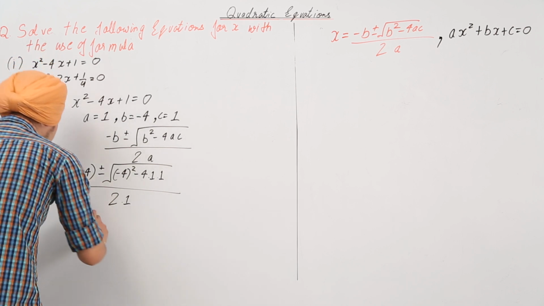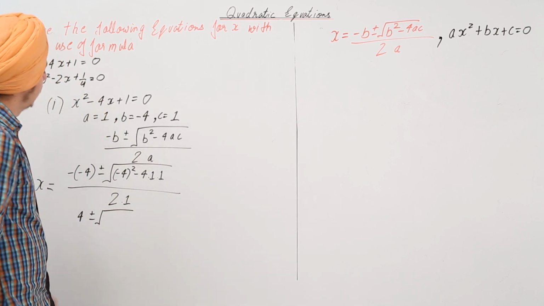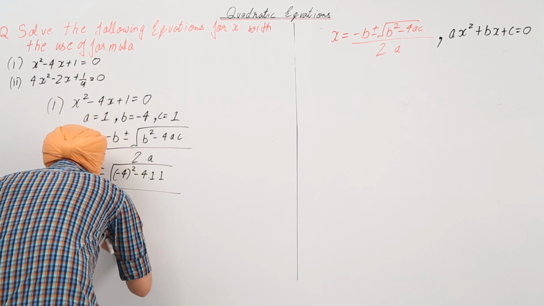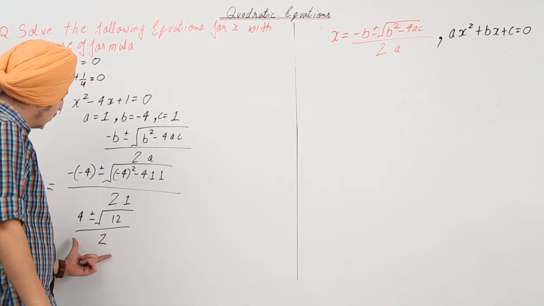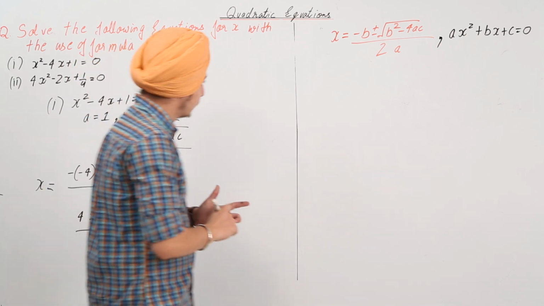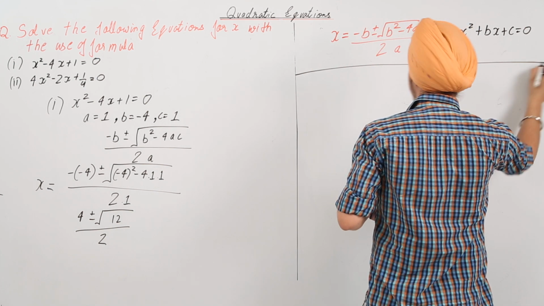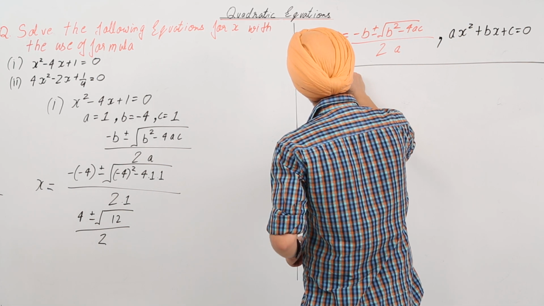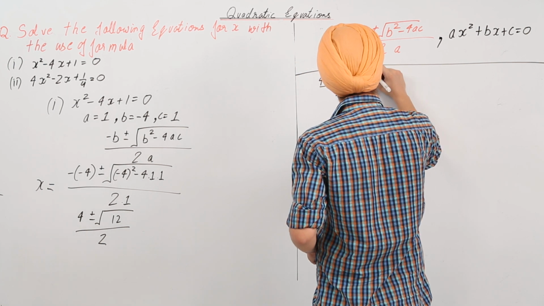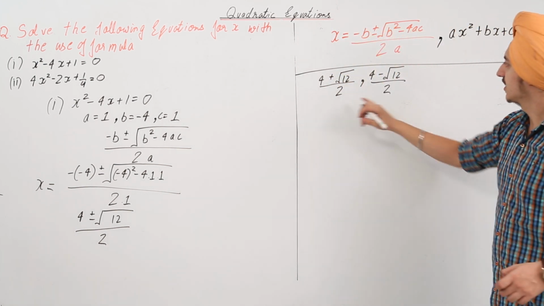We have this minus 4 into minus 4 is 4 plus minus root of, this is 4 square is 16 minus 4, so we have root of 12 upon 2. Now the two different values for x are, first we have, I'll just draw a line over here. First we have 4 plus root of 12 by 2, and the second we have 4 minus root of 12 by 2. These are the two values of x.